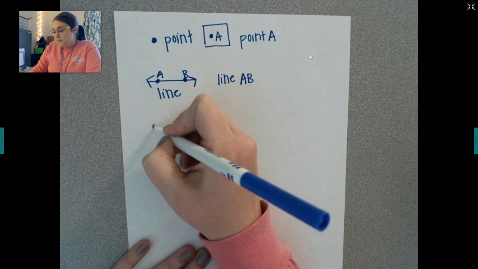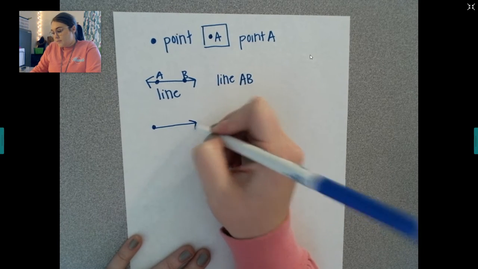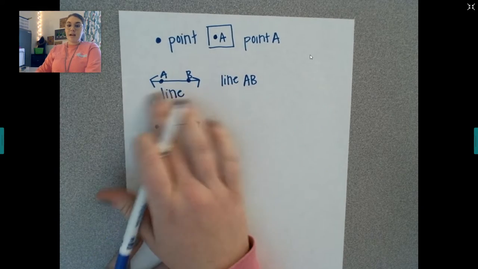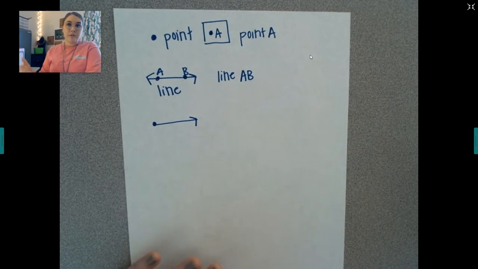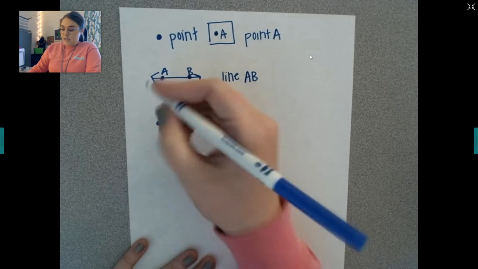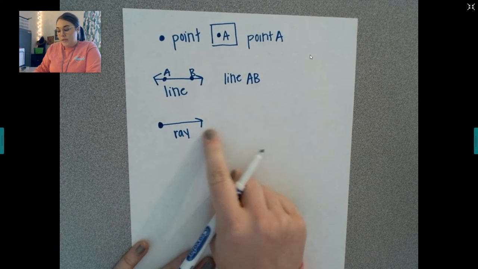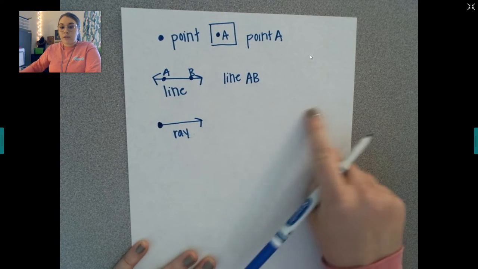Let's talk about rays. Lines can extend in the direction these arrows say. They can go on forever and forever and forever in both directions. Rays have one end point, and they can go on forever in only one direction.